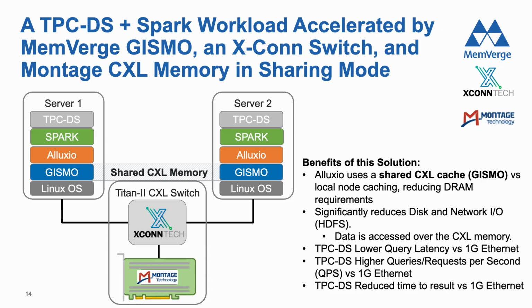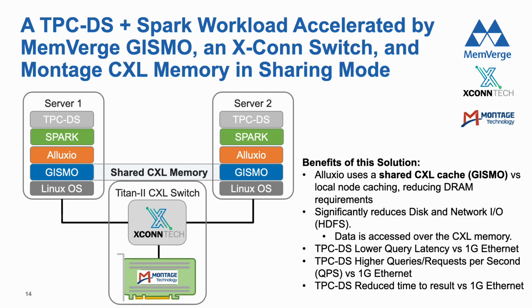And that uses the shared memory from the CXL memory appliance. And this has many benefits. So not only does no data have to be cached locally in DRAM, so that means each node could potentially reduce the DRAM capacity and thus the server BOM cost.